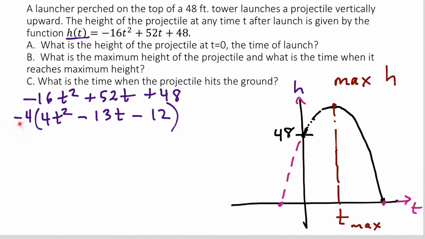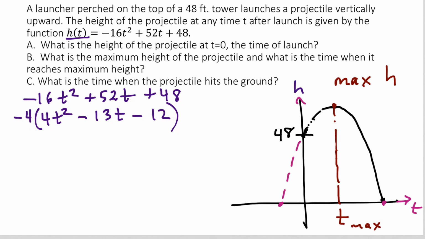So I'm going to check it. I got negative 4 times 4t squared. That's okay. Negative 4 times negative 13t. That's okay. Negative 4 times negative 12, and that is also okay. So this is another form of this, and this is how you would want to factor it.